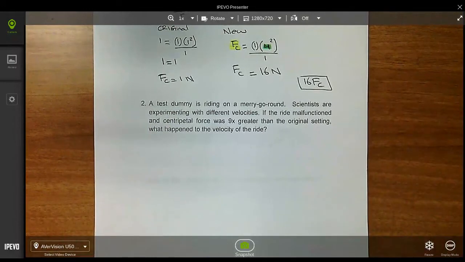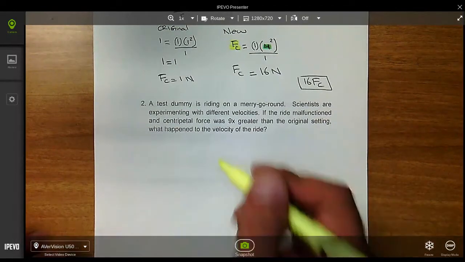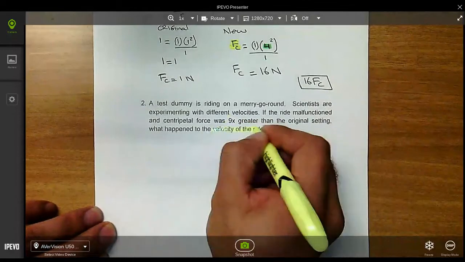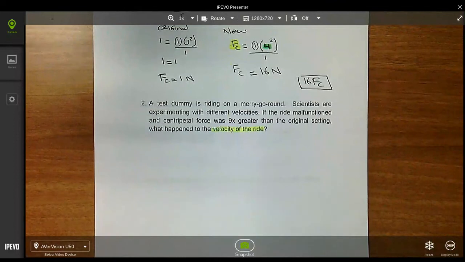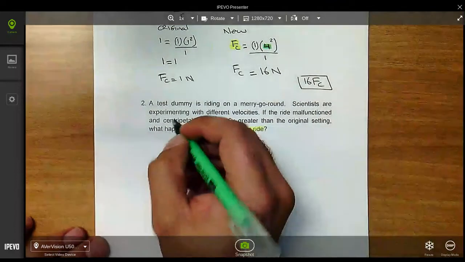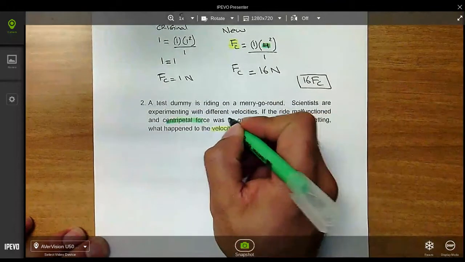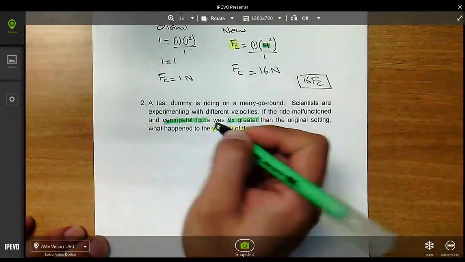A test dummy is riding on a merry-go-round. Scientists are experimenting with different velocities. If the ride malfunctioned and the centripetal force was 9 times greater than the original setting, what happened to the velocity of the ride? So this time we're solving for the velocity of the ride. And what did change for us was the centripetal force. The centripetal force was 9 times greater.